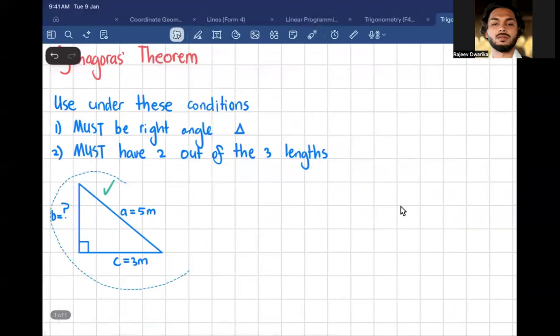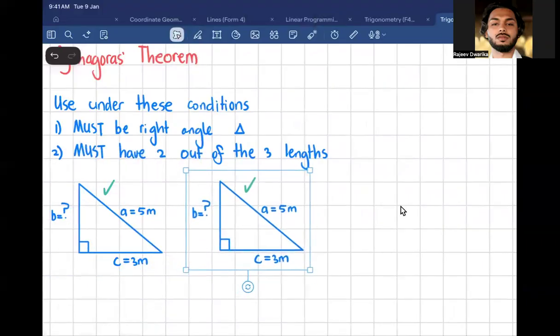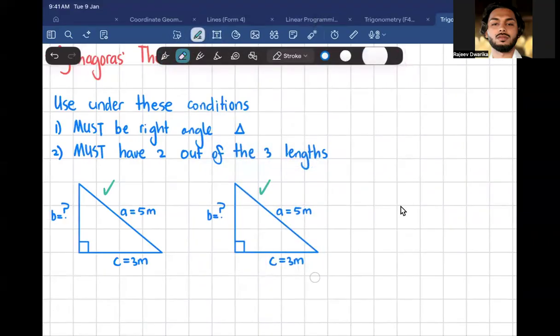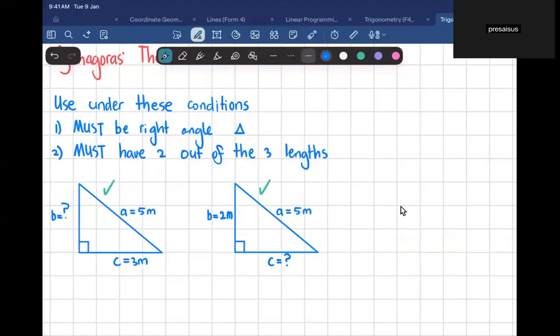What about this situation? Would I still be able to use Pythagoras theorem on the second situation? Yes, sir. Okay, good.